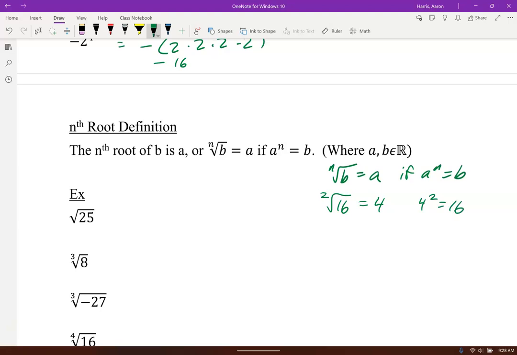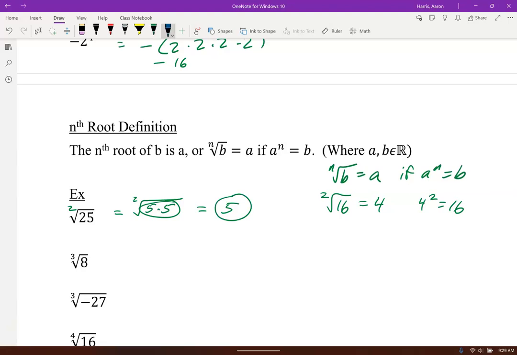If they don't put a little index in, like square root of 25, that means it's a second root of 25. How I like to do these is I'm looking for 2 of a kind. So I like to break up the 25 into its factors. If I have 2 of a kind, I can pull it out. So the square root of 25 is just 5.